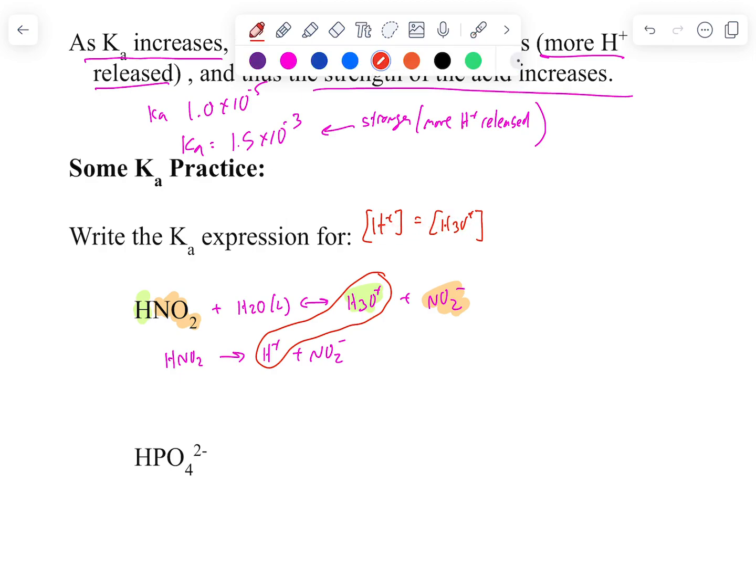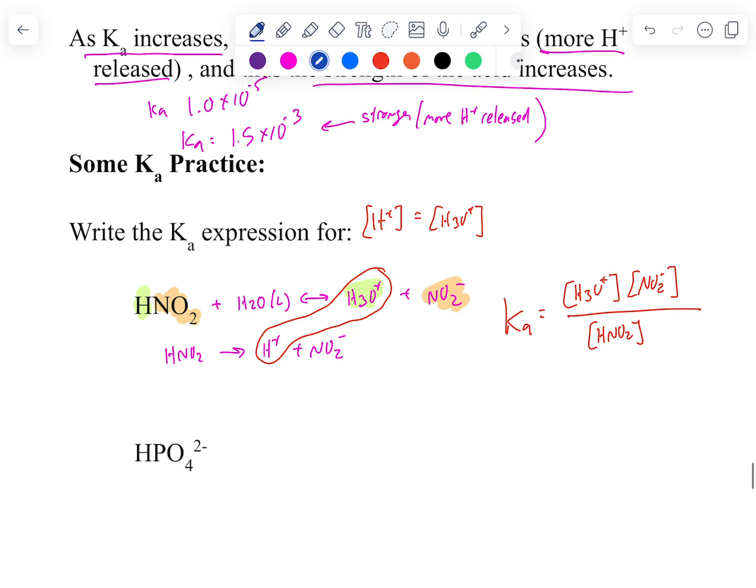All right, so our expression Ka is equal to the products, and I'm going to just do this for the first reaction, is H3O plus times NO2 minus. Those are my two products. My reactant is going to be HNO2, which was the weak acid, but I'm not including water because we cannot include liquids and we cannot include solids. This is the Ka expression for the first acid.